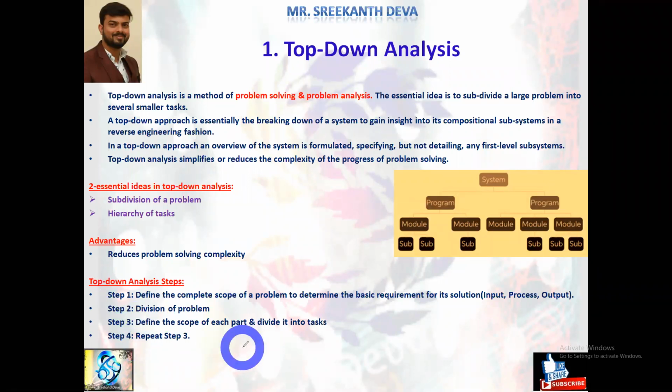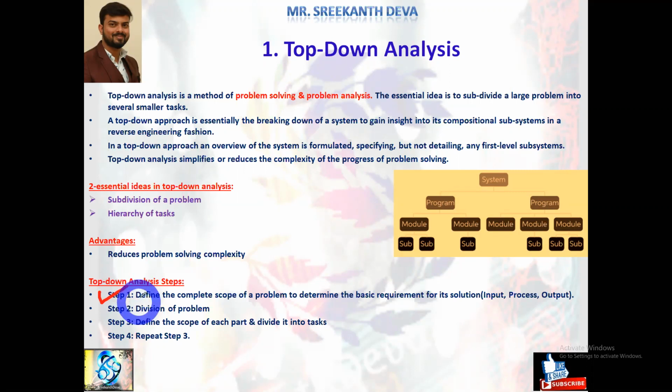Step 1, define the complete scope of a problem to determine the basic requirements for its solution. 3 factors must be considered in the definition of a programming problem: input, calculation, and output. Input means what data will need to be processed by the program. Process, what must be done with the input data, what type of processing is required. Output, what information should the program produce, in what form should it be presented.